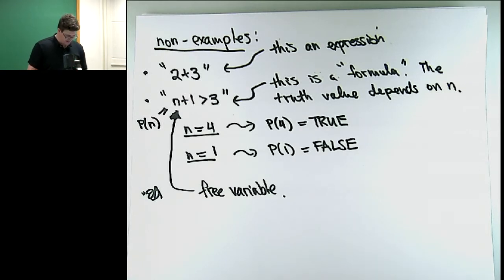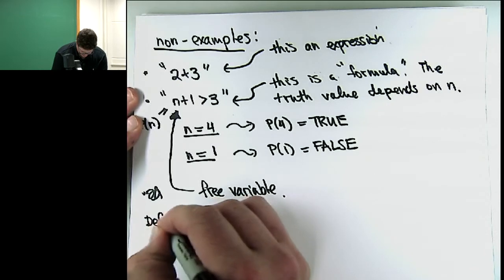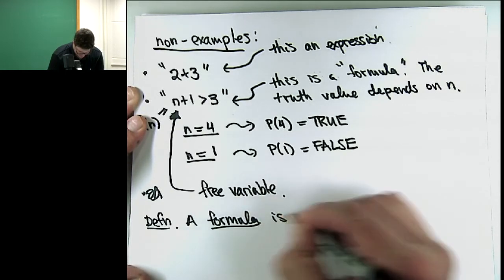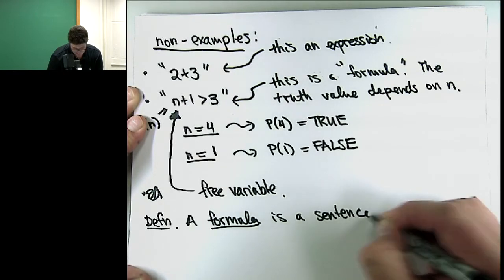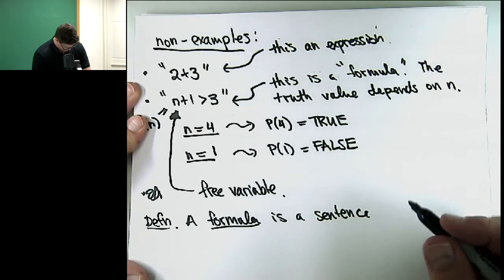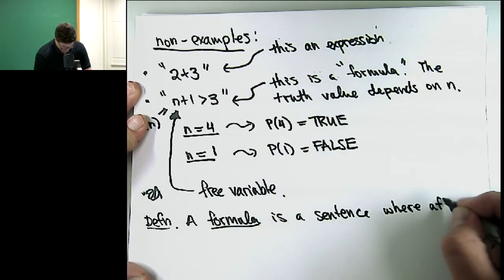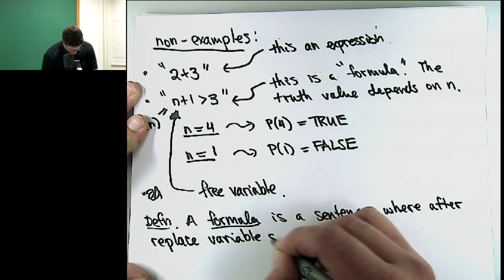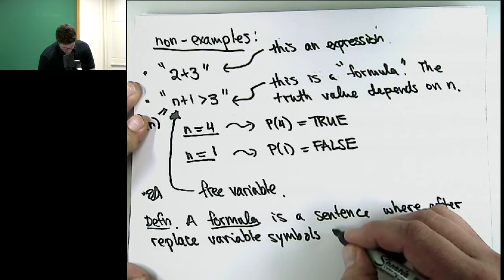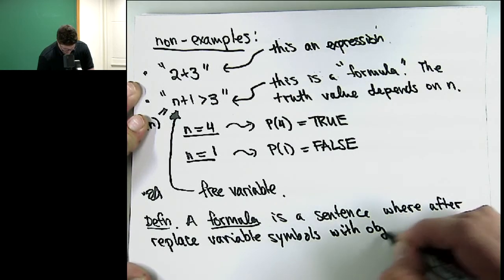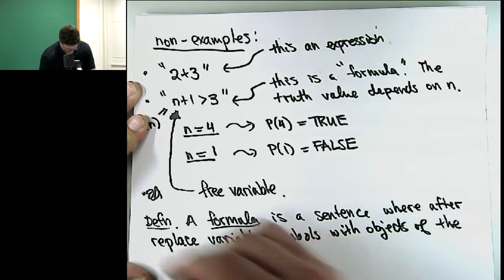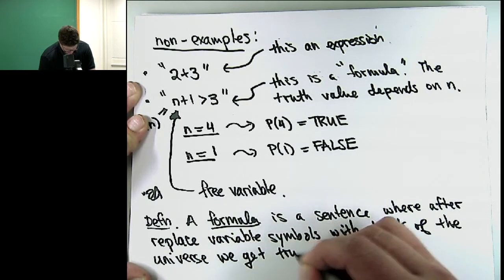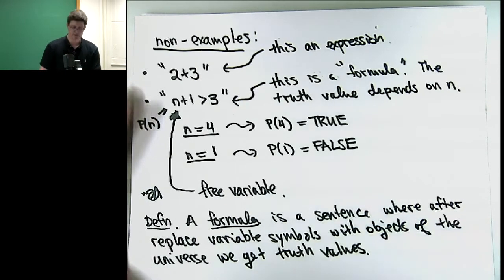So let me just say what a formula is. Definition: a formula is a sentence, a collection of strings, it could be in English or something more logical, where after replacing variable symbols with objects of the universe, we get truth values. So it can evaluate to either true or false.